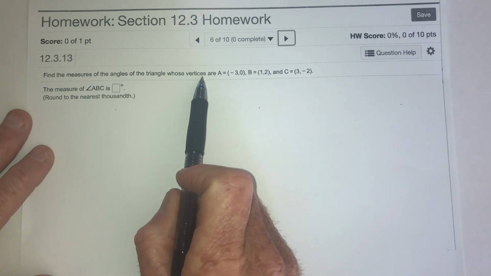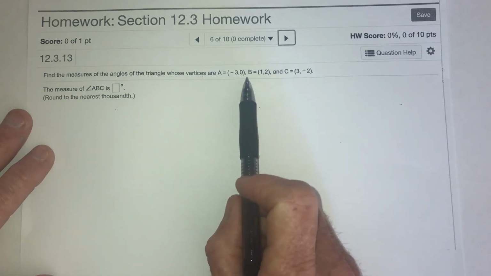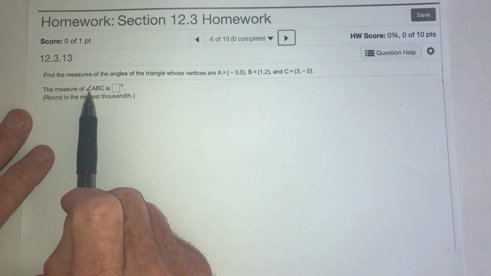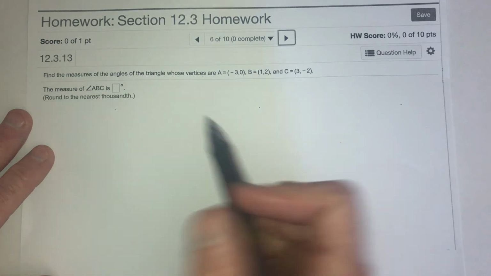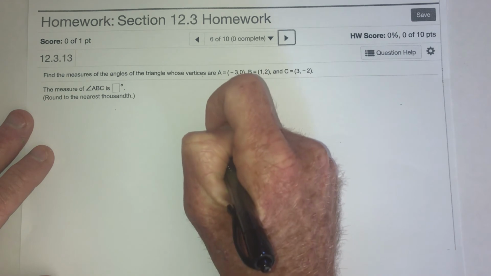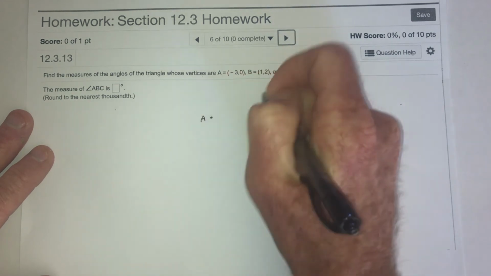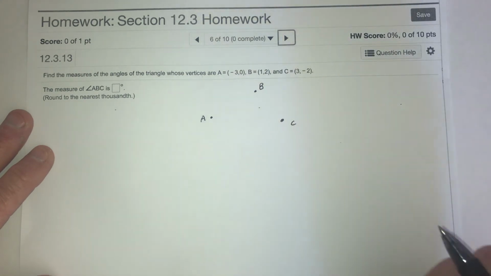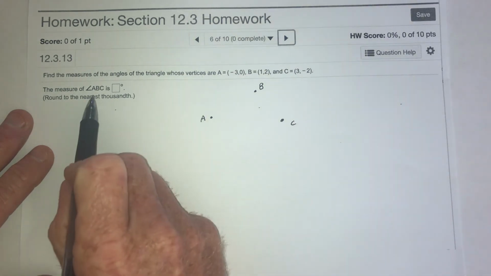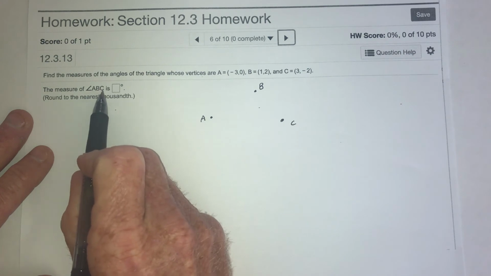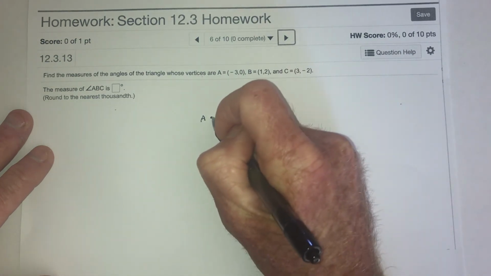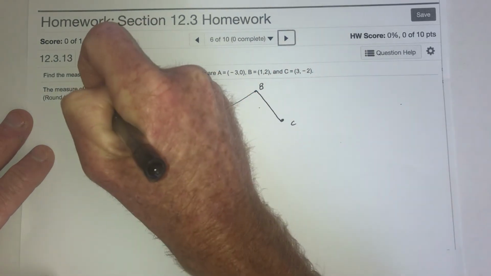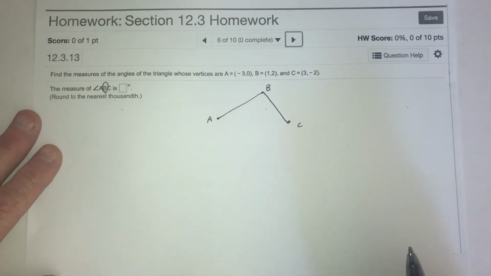Suppose you have a triangle, and here's the 3 points, A, B, and C. Find the measure of angle ABC. So I'm not going to draw it very accurately. I don't really have to. Here's A, here's B, here's C in theory. And this means go from A to B to C. So they're really saying, what's the measure of angle B?